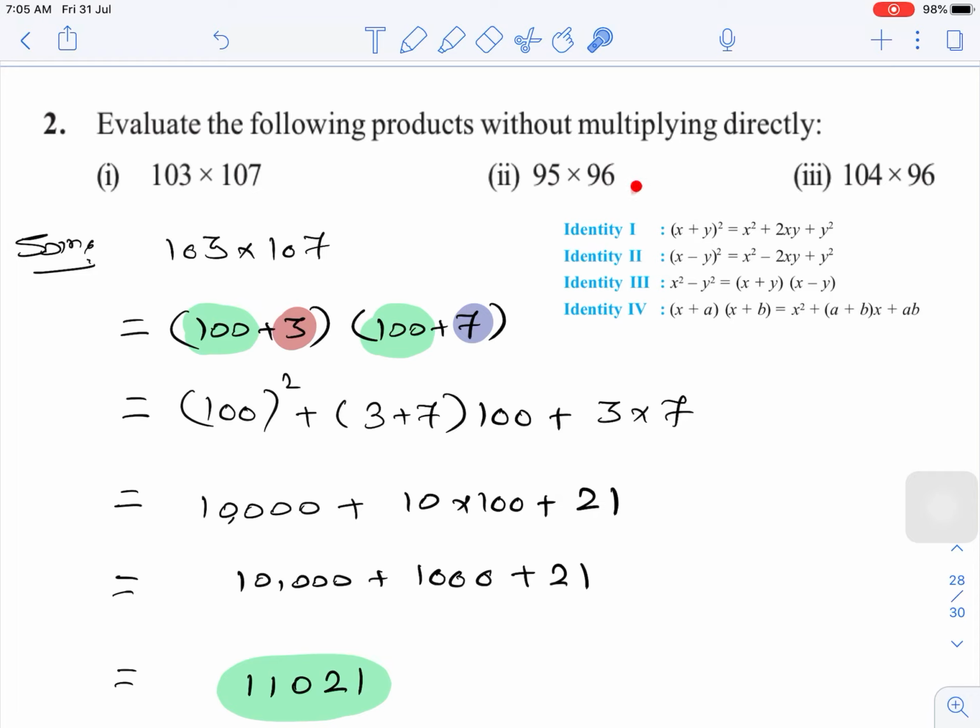Now 95 into 96, this can be written as, we have to make it an easy number. We can write it as 90 plus 5 and 90 plus 6, but it will be a little bit difficult. It is better to write this one as 100 minus 5, 100 minus 4. Now this can be written as 100 plus 4, 100 minus 4. Now you have to decide, if you are writing this one as 100 plus 4, 100 minus 4, then which amongst these 4 identities we have to use. Okay, now let us solve the next example.